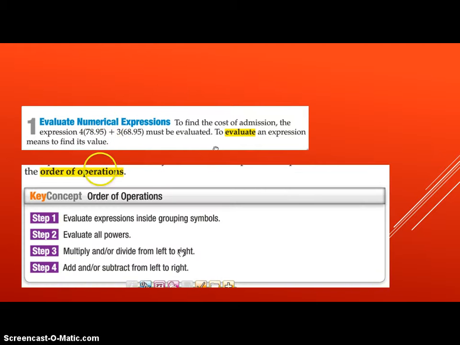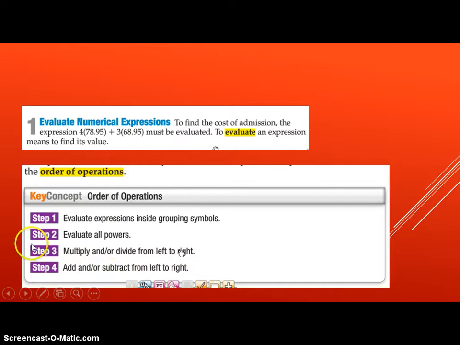Part of that first evaluating numerical expressions is the order of operations idea. I know we always remember PEMDAS and that's okay. But you really need to understand that this is a hierarchy, and that anything with a grouping symbol comes first. Powers are above any kind of multiplication or division, and then addition, subtraction are last.